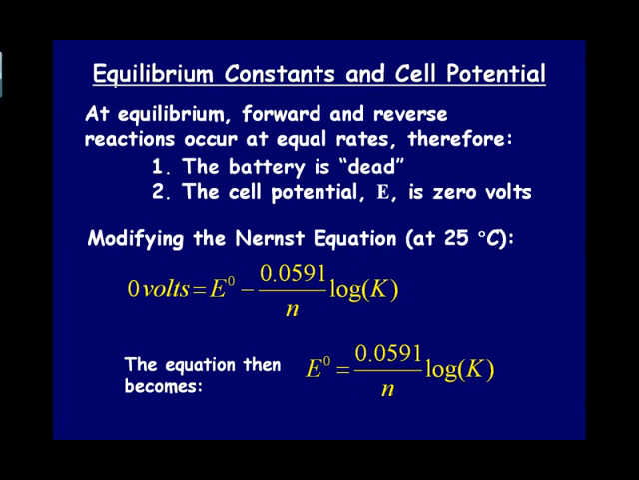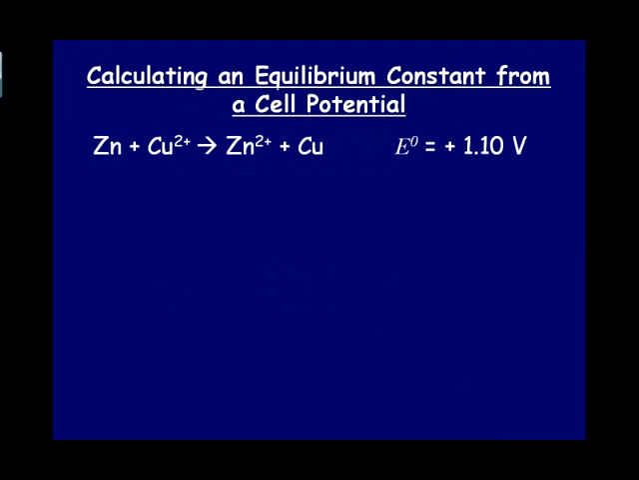So in the laboratory, this is a really simple way to get the equilibrium constant. You just simply measure the voltage under standard conditions, stick the number of moles of electrons in there, and you can calculate the equilibrium constant. So let's actually take one and calculate the equilibrium constant from a cell potential.